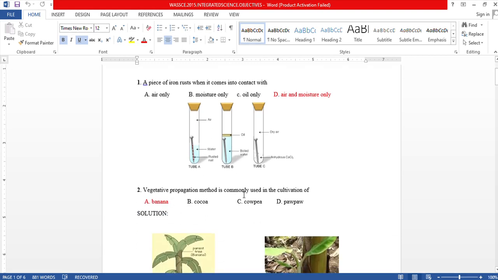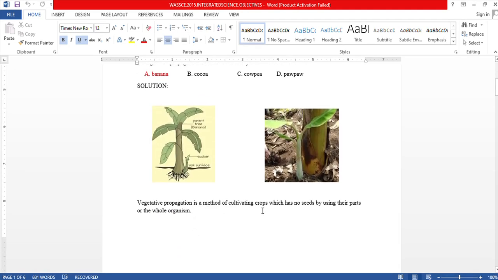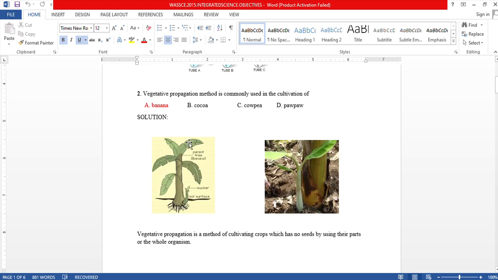Now, vegetative propagation method is used in cultivation of what? Banana. Now this method, as we said over here, is a method of cultivating crops which have no seeds, and we do this by using a part of the organism or plant. For instance, a banana, we don't plant their seeds. So how do we then grow them? By using what we call vegetative propagation. So vegetative propagation is a way of what? Cultivating plants without the use of their seeds. So normally we would either use a part of the plant or the whole.